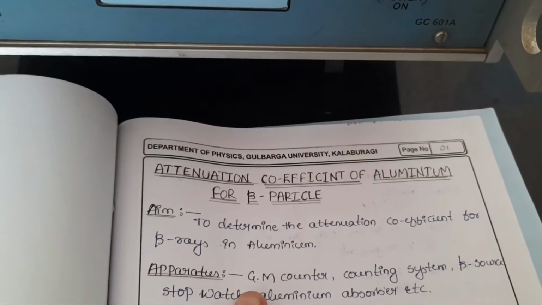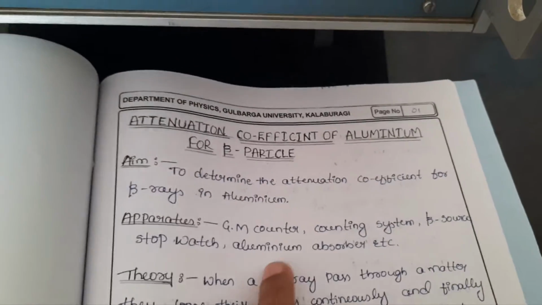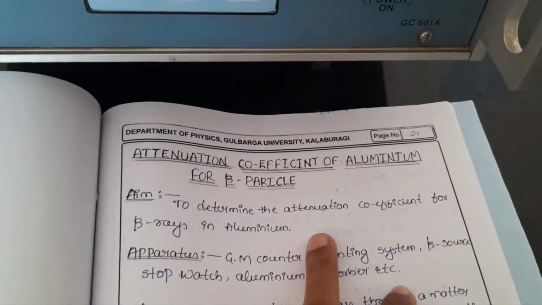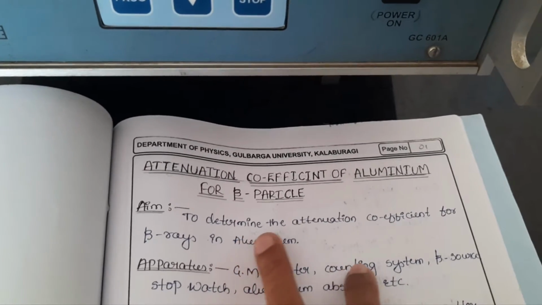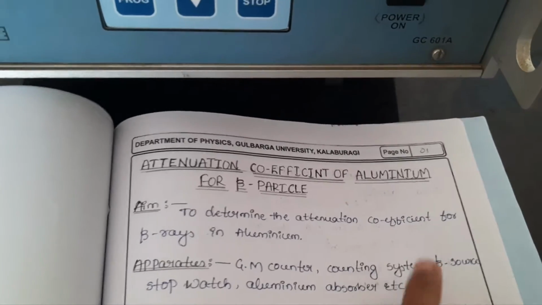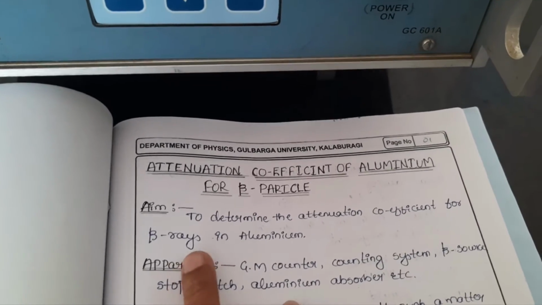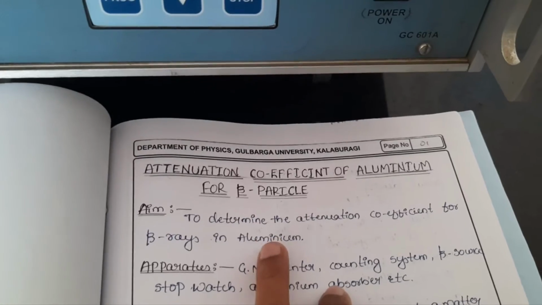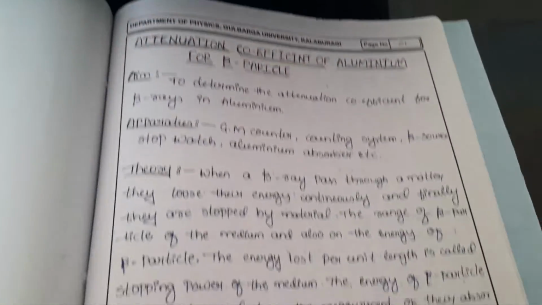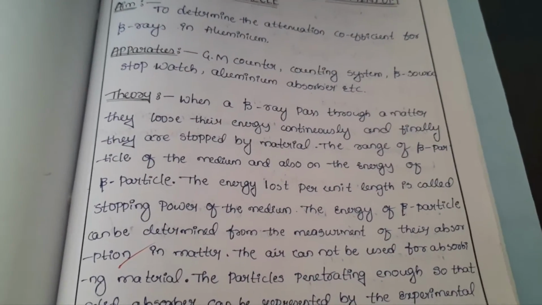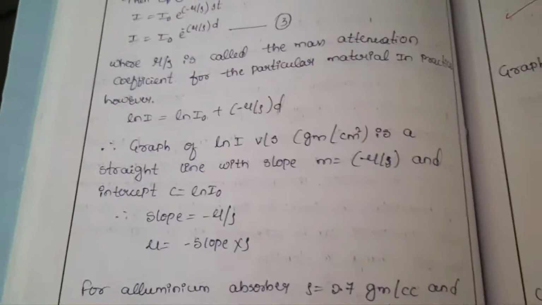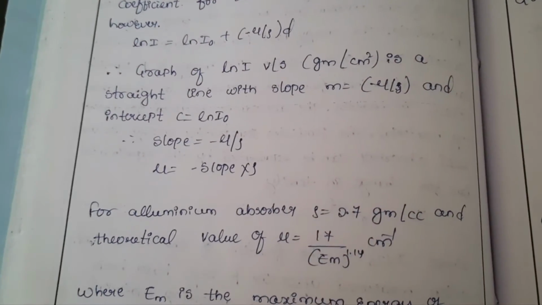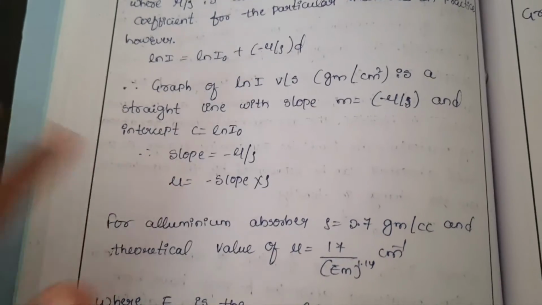Attenuation means the decrease in the intensity of radiation when it passes through matter. So here we have to find out the attenuation coefficient for the given beta source, beta rays, using the aluminium absorber. You can read the theory of attenuation coefficient. Here we require some formulas to calculate mu by rho, the mass attenuation coefficient.